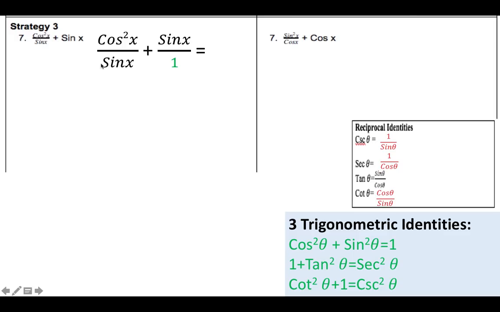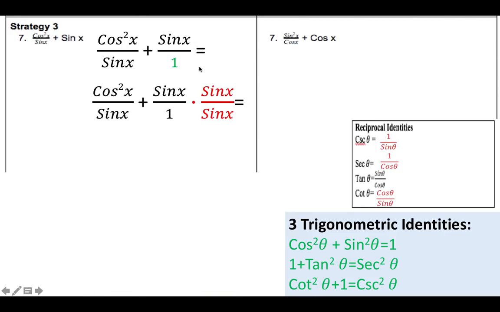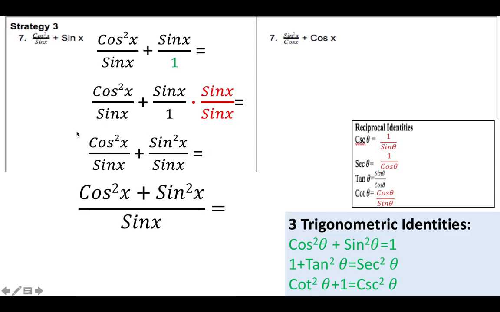In order to get this common denominator of sine x so that I can add these 2 fractions, I'm going to multiply this fraction right here, top and bottom, by sine x. Alright, sine x times sine x is going to give me sine squared x. 1 times sine is just sine x. Remember, the goal is to get a common denominator. Our denominators are now the same, so what I'm going to do is combine these numerators into 1.